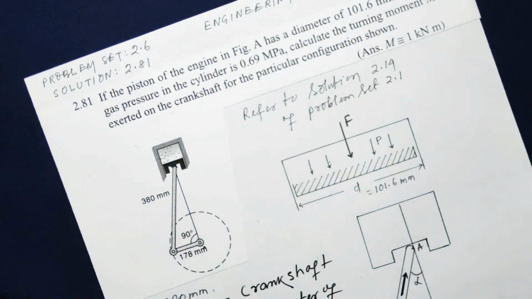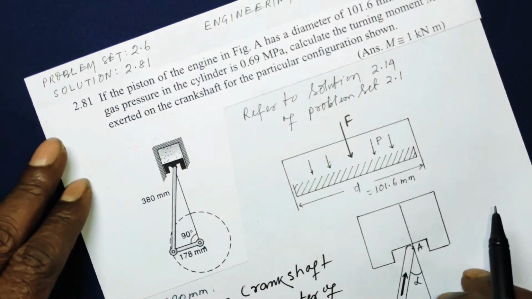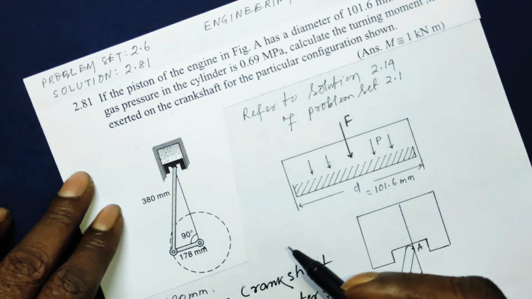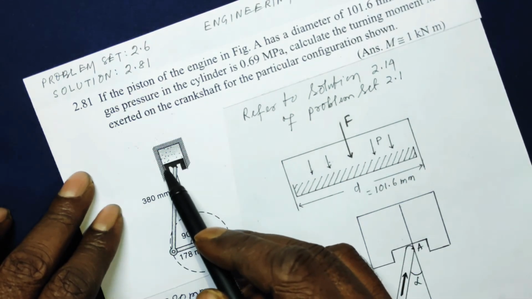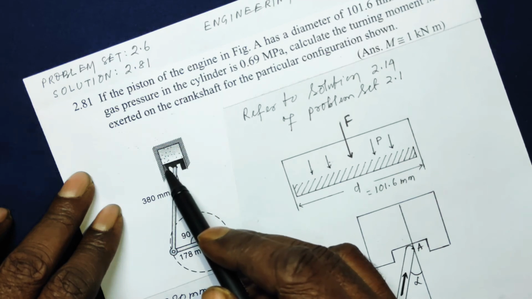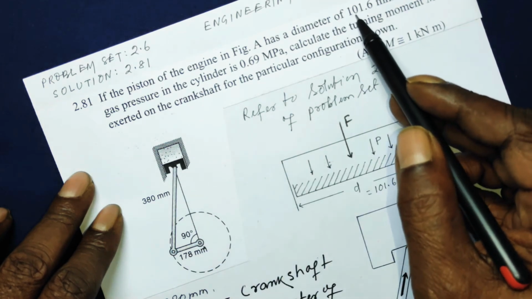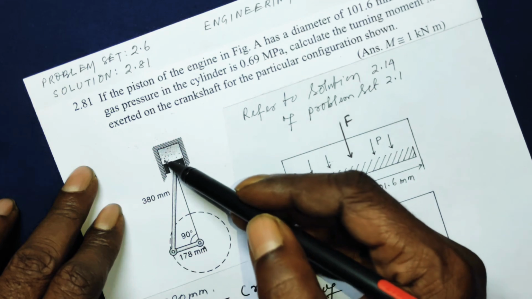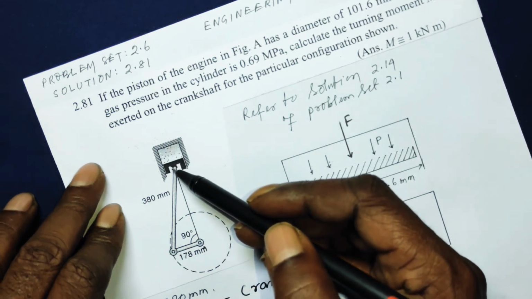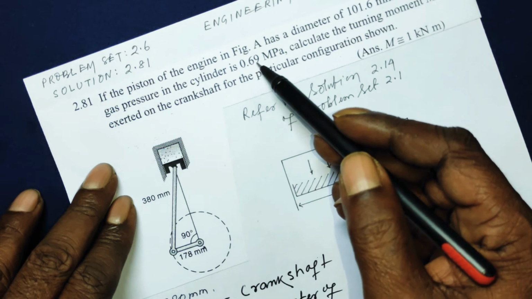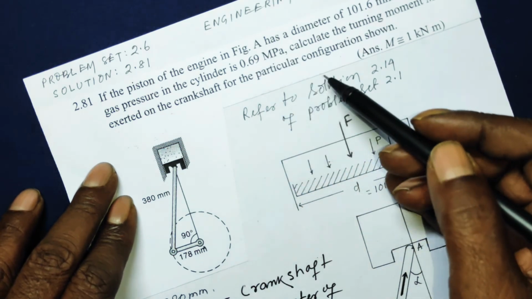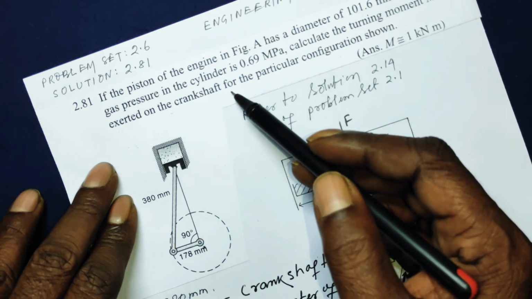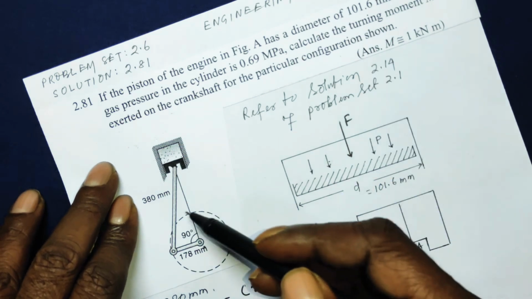So let me read out the problem first. If the piston of an engine in figure A has a diameter 101.6 millimeter, means from here to here is the diameter of the piston, that is given as 101.6 millimeter, right? And the gas pressure, look, there is gas inside it, in the cylinder is 0.69 megapascal. Calculate the turning moment M exerted on the crankshaft for the particular configuration shown here.